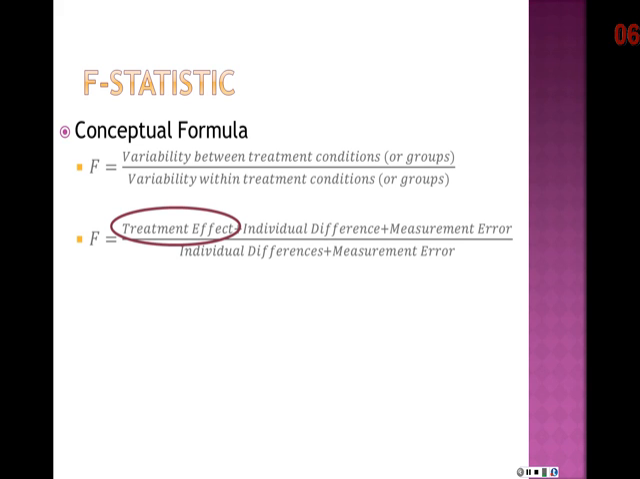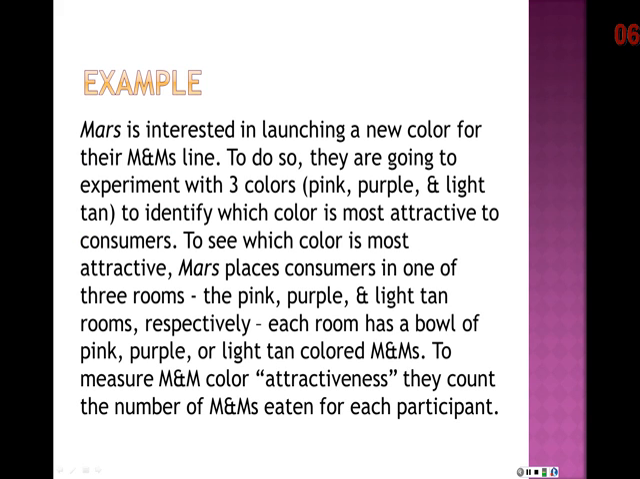Because individual differences and measurement error are both accounted for in the numerator and denominator, which means they cancel each other out, right? So this is the main thing we're looking at. We're looking for the treatment effect here. So let's give an example.